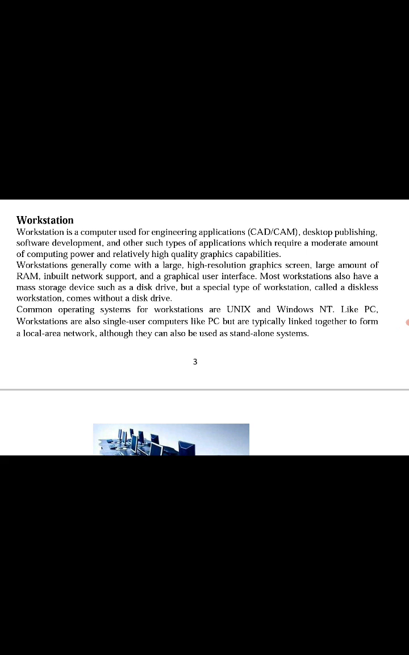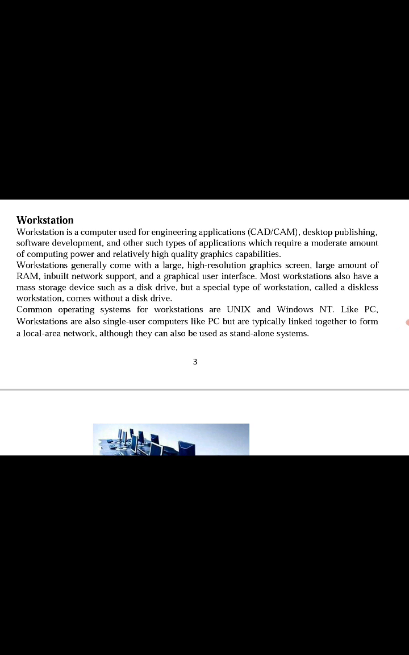Workstations generally come with a large high resolution graphic screen, a large amount of RAM, inbuilt network support, and a graphical user interface. Most workstations also have mass storage devices such as disk drives. The common operating systems used for workstations are Unix and Windows NT, like PCs.